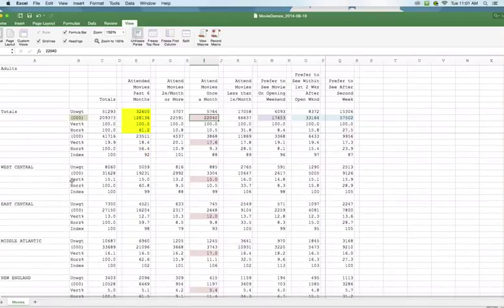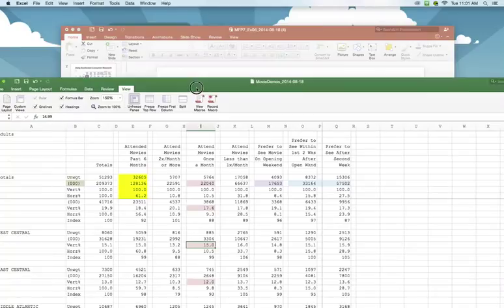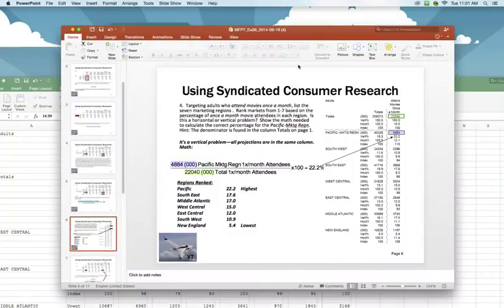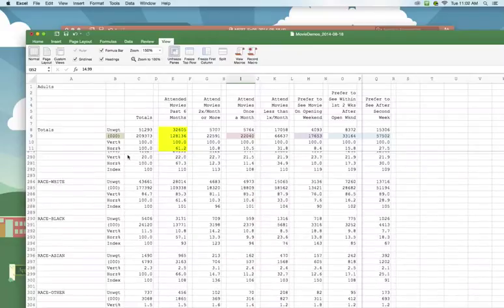And this gets to the question, is it a horizontal or vertical problem? Again, we are promoting in columns, so it is a vertical problem. Therefore, we could just look at the vertical percentage and we have our answer. So again, pretty simple to be able to do in this case. So again, this is not too bad. Let's look at all adults with children 6 to 11 years. What percentage prefer to see a movie on opening weekend? Is this horizontal or vertical? And this is all about reading.